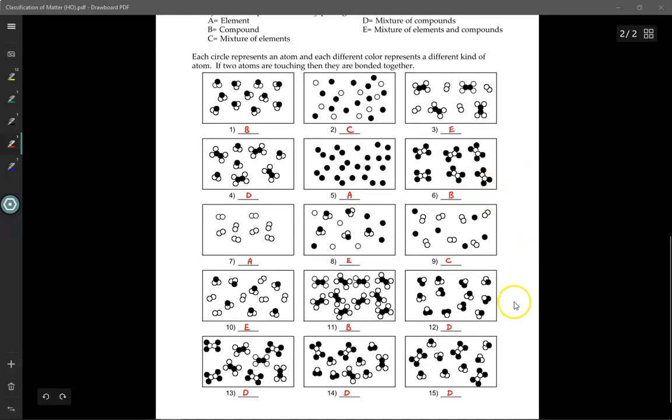And here are your answers. Most of them should be pretty straightforward. However, maybe 12 might have given you some trouble because they look very, very similar, but it's actually 2 black, 1 white versus 2 white, 1 black. So there are 2 different compounds there. Same thing with this one, 4 black, 2 whites versus 4 whites, 2 blacks. So there are 2 different compounds there. This one is definitely different, and this one's also definitely different as well.